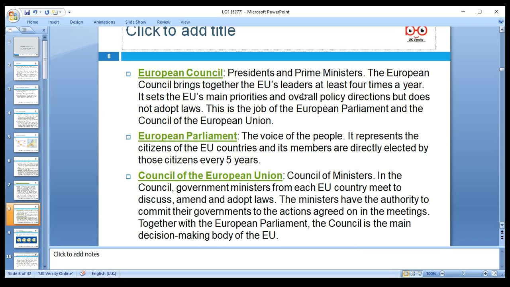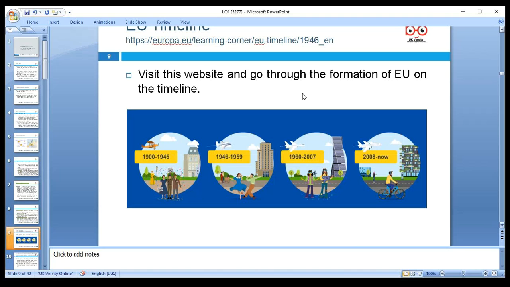The European Parliament is the voice of the people. It represents the citizens of the EU, and its members are directly elected by them. In the Council of the European Union, the government minister from each EU country meets, discusses, amends, and adopts laws, and the ministers have authority to commit their government to action agreed in the meeting. Together with the European Parliament, the Council is the main decision-making body of the EU.